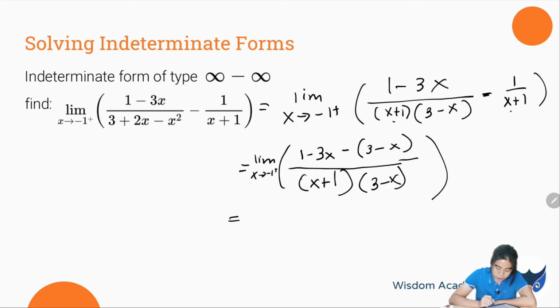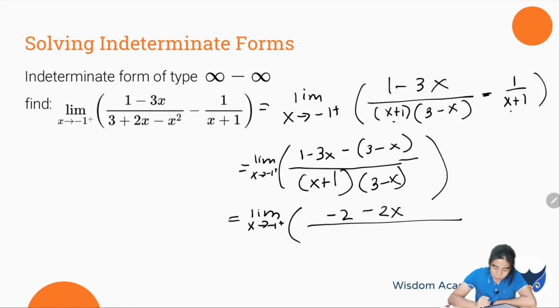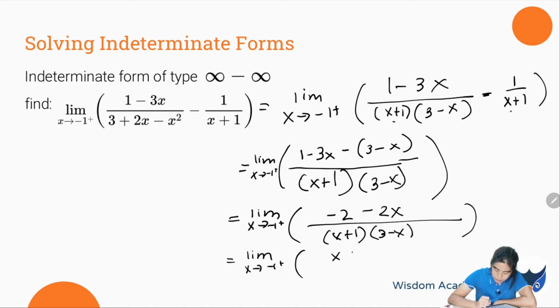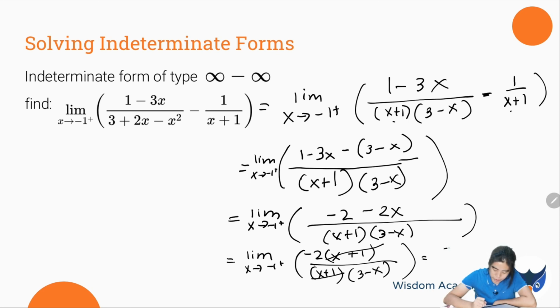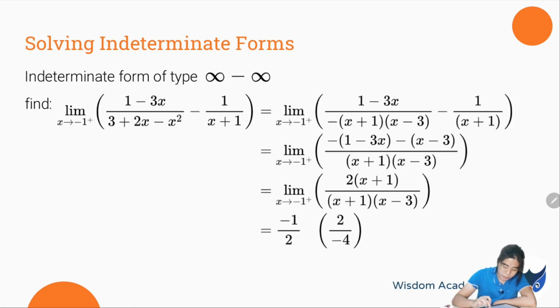Tapos, combining the terms on the numerator. So, yung numerator, pwede nating i-factor out yung negative 2 dito. So, we can cancel out x plus 1 dito. And now, we can use direct substitution dito. So, this will equal to negative 2 over 3 minus negative 1. 3 plus 1, 4. So, the answer is negative 1/2. Let's see if tama ba yung naging sagot natin.